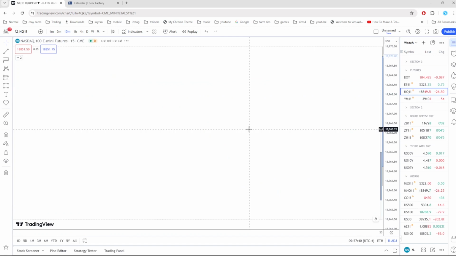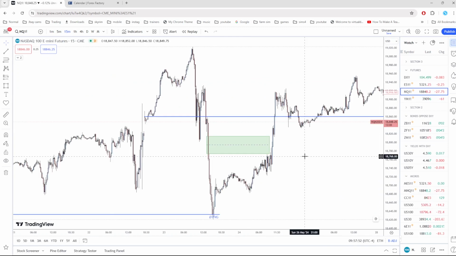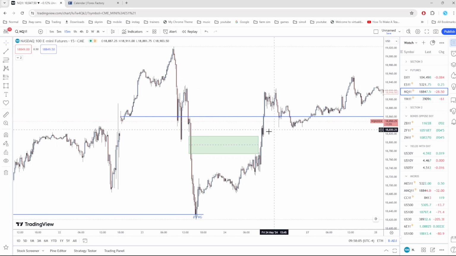Let's get rid of all these now. So that is how you would look at trading that intraday, intra-session volatility. That is how you are going to do that.